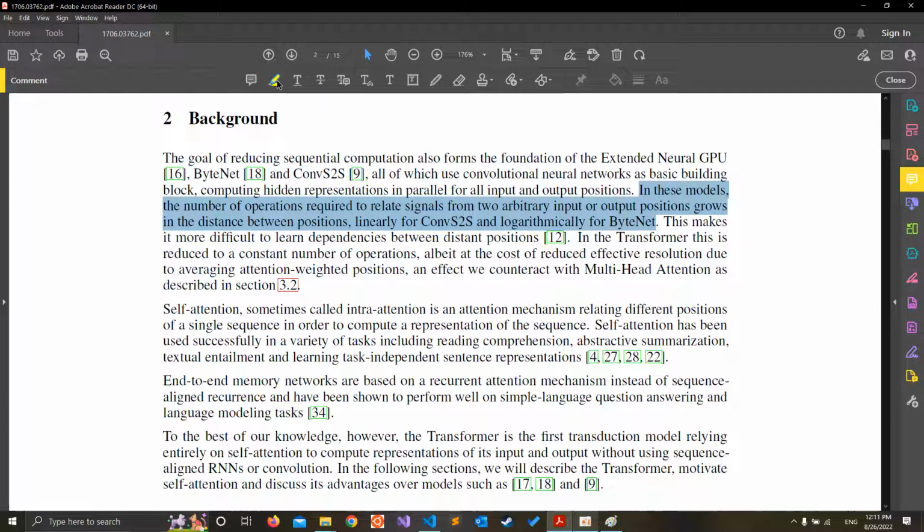So that means how the computation happens is O(n). But in the transformer architecture, they're doing that in a constant number of operations, although at the cost of reduced effective resolution due to averaging attention-weighted positions, an effect we counteract with multi-head attention as described in section 3.2. So what we are going to talk about here is that the transformer architecture does these operations in a constant number of operations, which is better than recurrent neural networks, and they use multi-head attention to solve the resolution problem, which will be described in the future.